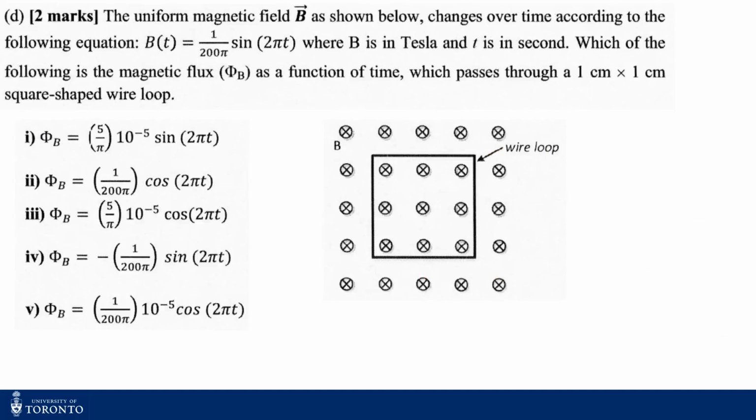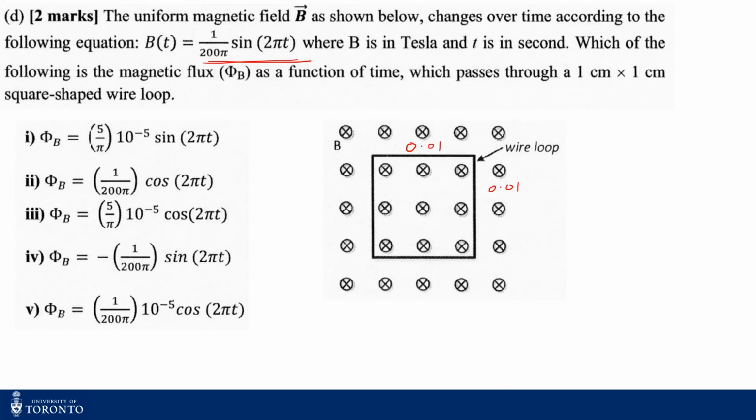Now here we see a magnetic field defined by this sinusoidal function, in Tesla, and you have an area given by 1 centimeter by 1 centimeter. That means you have to convert that into meters. When you do that, you'll end up getting 0.01 times 0.01.